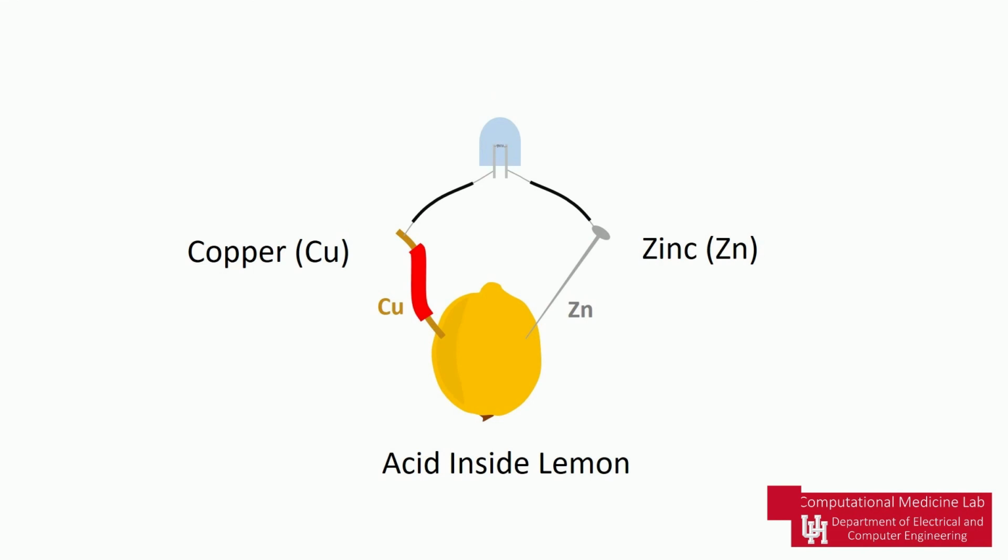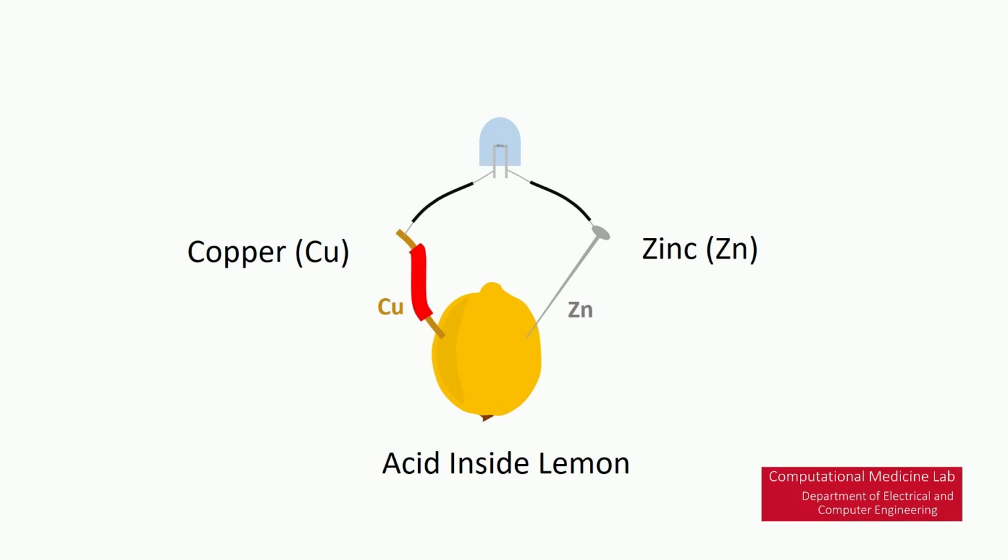As you can see, we have a lemon and on one side a copper wire, on another side zinc nails. As we said before, copper will attract electrons from the zinc through the wire, and so what will happen is zinc will dissociate into one electron and one zinc ion, and then this electron will travel through the wire and light up the bulb.